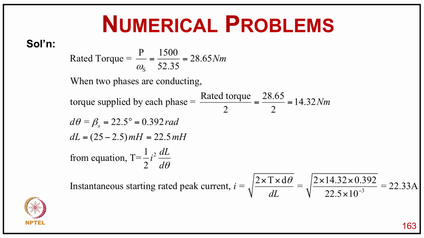So rated torque is P upon omega, that is 28.65, when the 2 phases are conducting. So torque supplied by each phase is half of that. Delta theta is beta equal to 22.5 degrees, that is 0.392, and dL equal to 18. From the torque expression T equal to half I square dL upon d theta, the current I comes to 22.33 ampere.